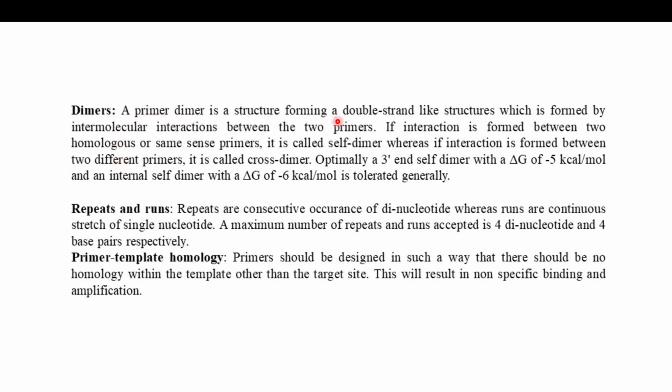Okay. Primer dimer is a structure forming double-stranded short stretches where the forward and reverse primers bind to each other rather than binding to the template. And there might be repeats and runs. Repeats are consecutive occurrences of a dinucleotide, whereas runs are a continuous stretch of a single nucleotide. The maximum number of repeats and runs accepted is 4 dinucleotides, for example AT, AT, AT, AT, and 4 base pairs respectively, A, T, T, T, T, like that.